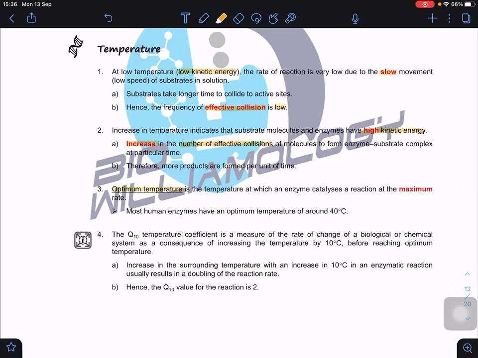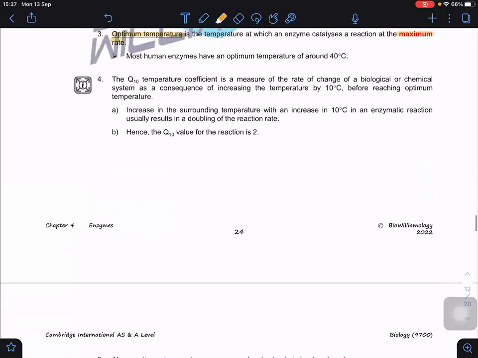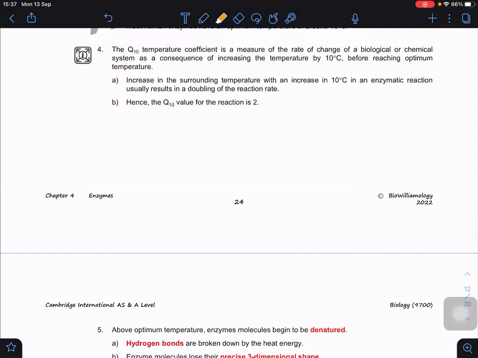So at the optimum temperature, the temperature at which the enzyme catalyzes the reaction at a maximum rate, it's the best already, you wouldn't get any higher. So generally for human enzymes, the optimum temperature will be around 37 to 40 degrees Celsius. Okay, so I have one term that I actually want to introduce to you guys. It's called the Q10 Temperature Coefficient.